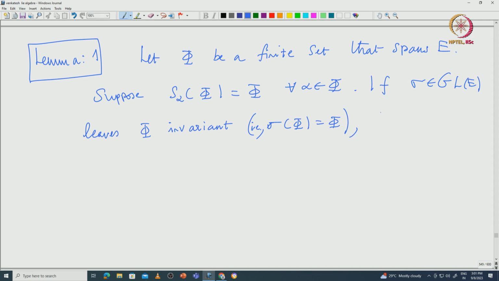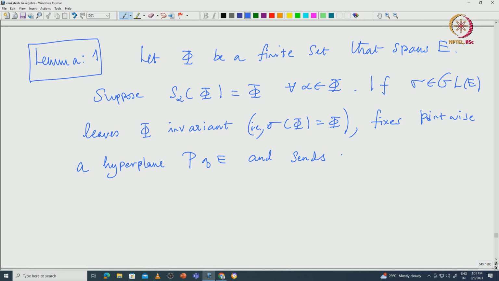And also assume that it fixes a hyperplane pointwise. That hyperplane, let us call it capital P of E, and assume that this also sends some non-zero alpha in phi to its negative.